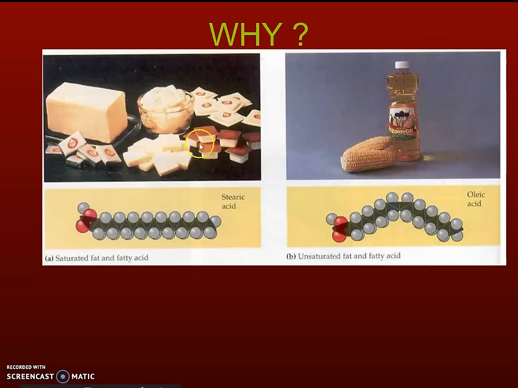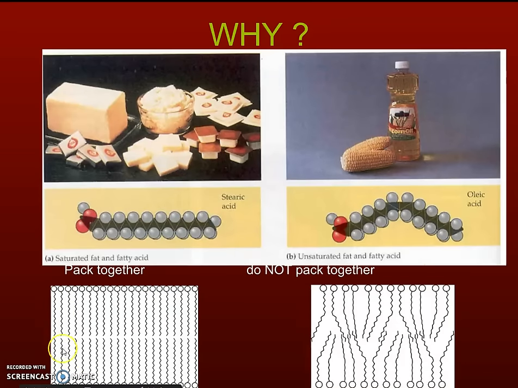But the point is, this is what it looks like on the table. On the table, these straight tails all pack together really nice and tight, and so at room temperature it is a solid. It stays a solid. Whereas these oils, unsaturated triglycerides, their tails are bent and it's hard for them to pack together. So you can't get as many in the same amount of space, and they're just kind of tangled up, and so they will produce an unsaturated triglyceride that's a liquid at room temperature.